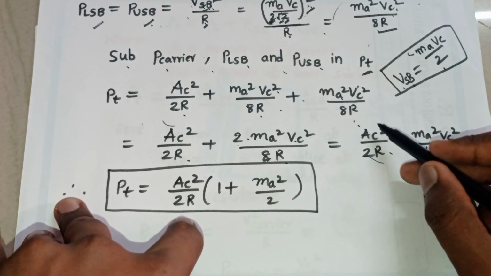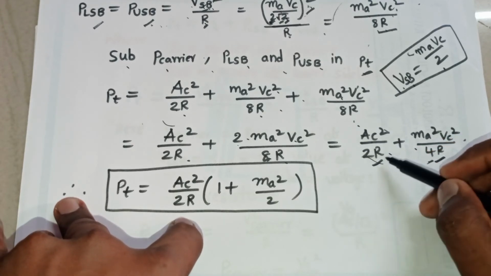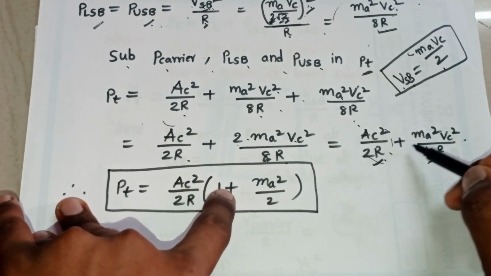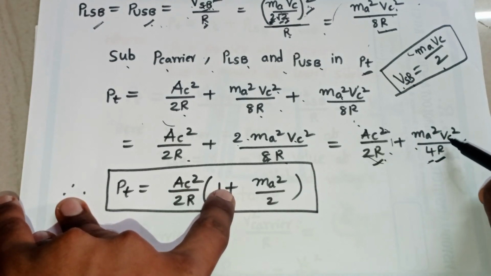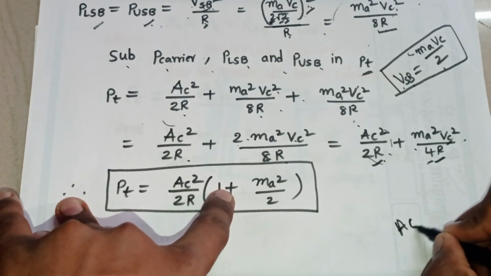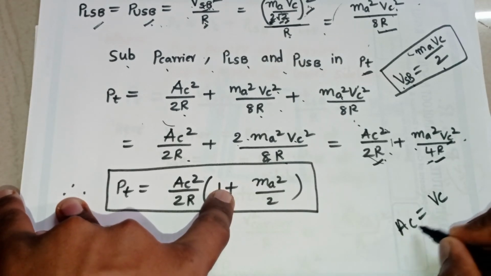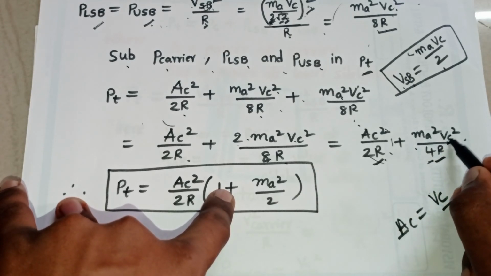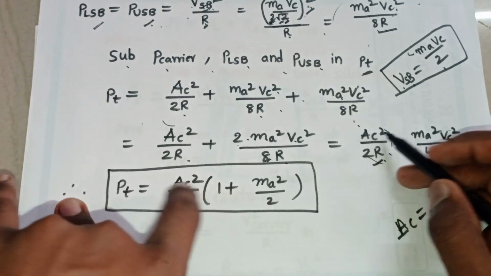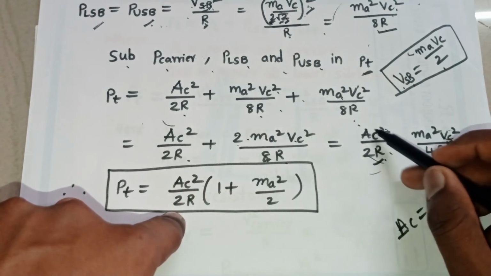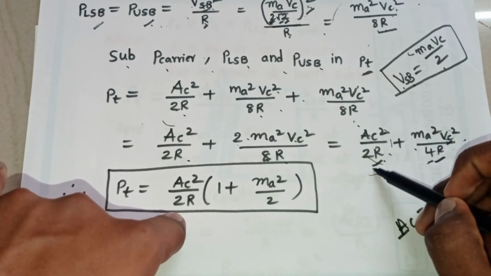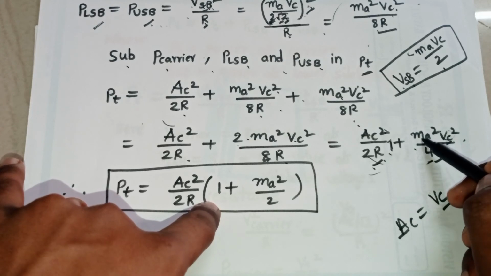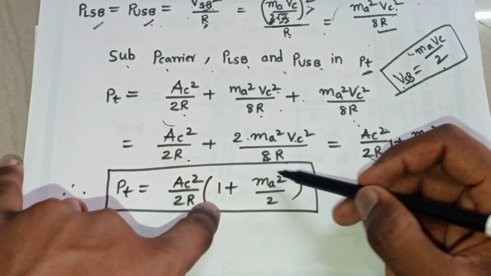Here take Ac squared by 2R as common, then we will get 1 here, plus here Vc squared. I already told you Ac equals Vc. Remember, these two are the amplitudes of the carrier signal. That's why we can call Vc also Ac, and we take the common as Ac squared by 2R. That is Ac squared by 2R into, here we have 1 and here MA squared by 2.